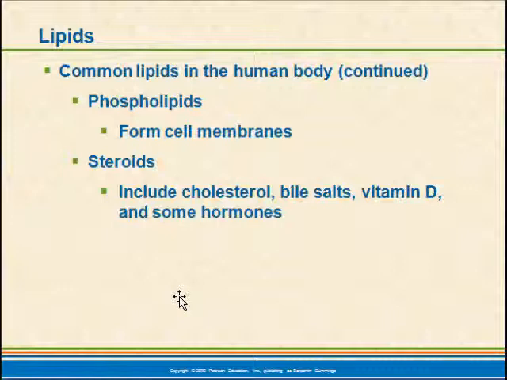Another common lipid in the human body are the steroids. And steroids are substances that are derived from cholesterol. So it includes cholesterol, bile salts, vitamin D is derived from bile salts, hormones, estrogen, progesterone, and testosterone are based on the steroids.